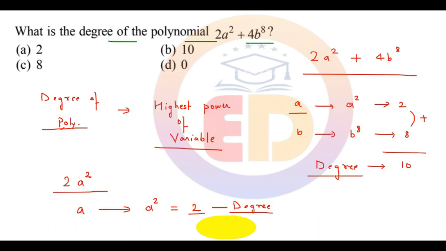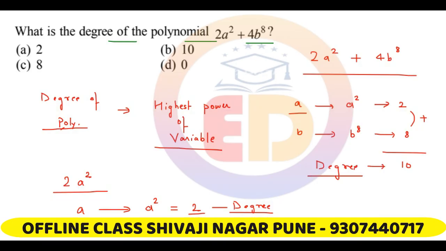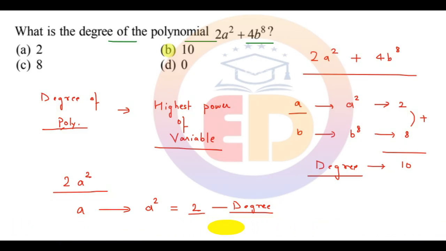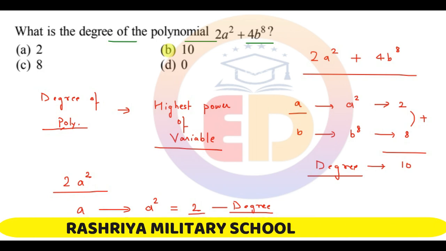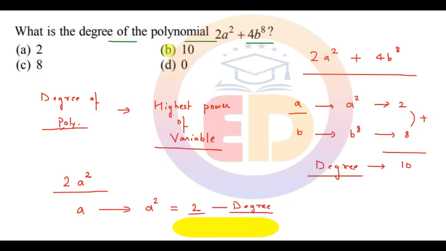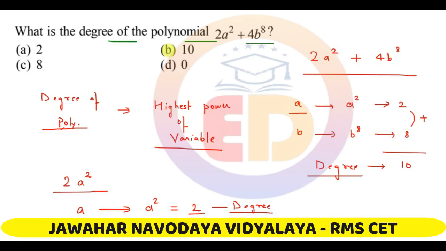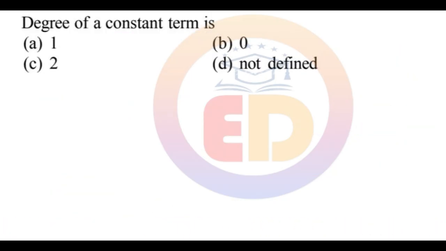Answer will be option number B. So when there is a single variable, the degree will be the highest power of the variable. If there are two variables or more than two variables, then you add the highest power of all the variables. That will be the degree of the polynomial. The degree of a constant term.